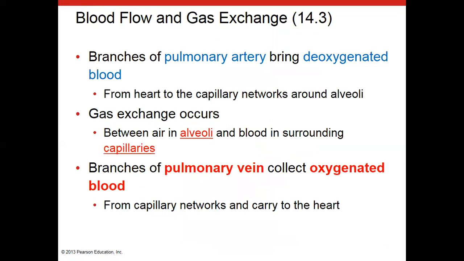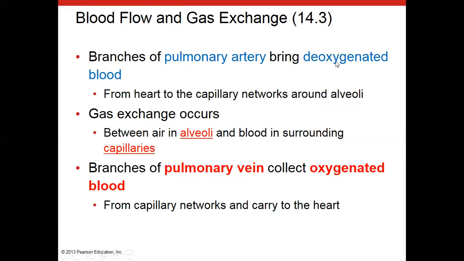So, blood flow to the lungs: branches of the pulmonary artery take deoxygenated blood from the right ventricle, which has just received blood back from the body. That deoxygenated blood from the heart heads to the pulmonary artery and out to the lungs, eventually to the capillary networks that surround alveoli, where gas exchange occurs.